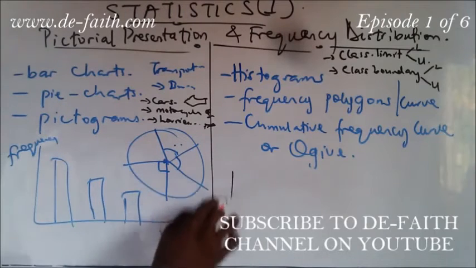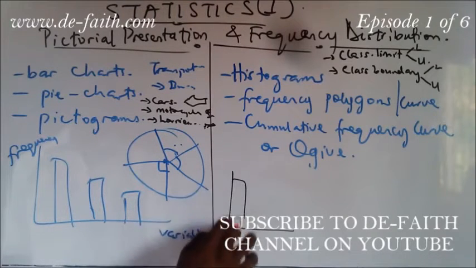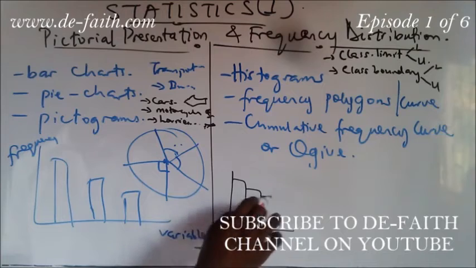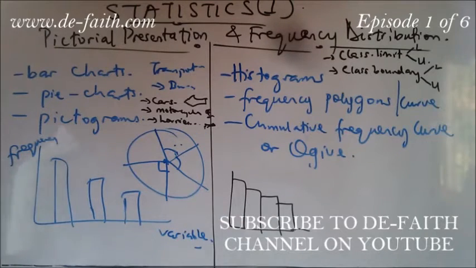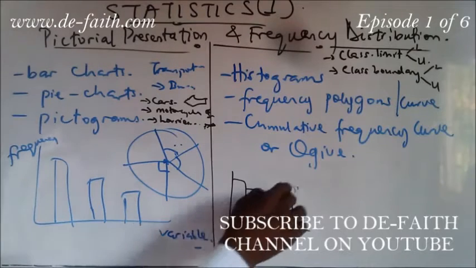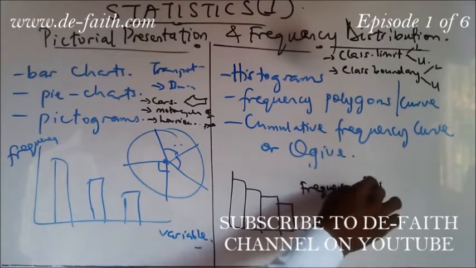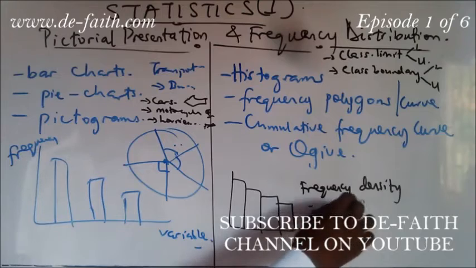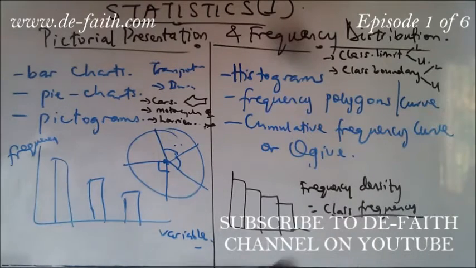When we talk about a histogram, it is drawn such that there are no spaces between the rectangles that are drawn. They can be drawn by making use of their class boundaries. Also of note is that in a histogram, we make use of what we know as the frequency density, which is the class frequency divided by the class width. We'll get to know more about this shortly.